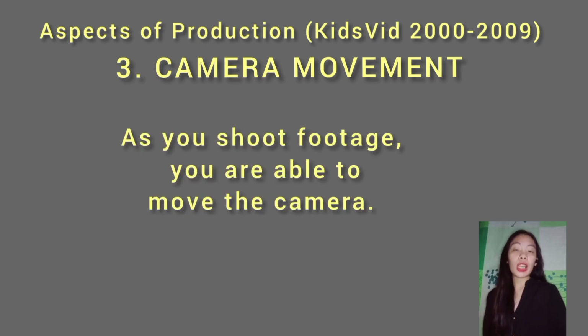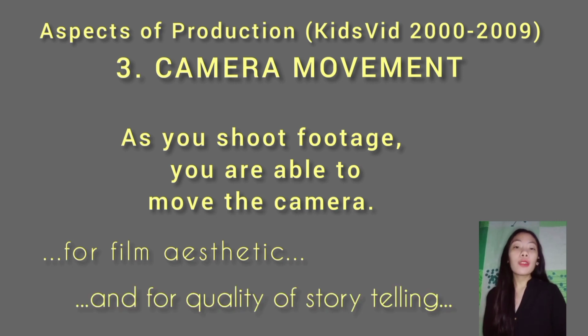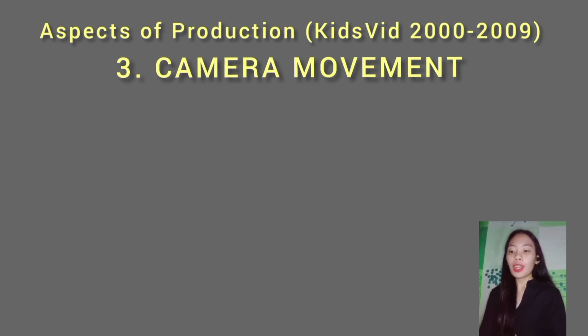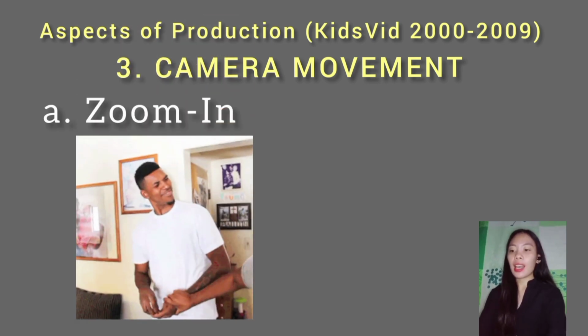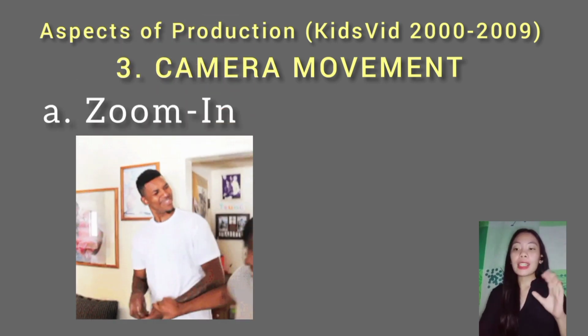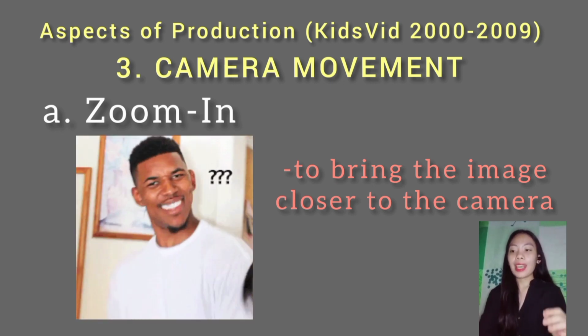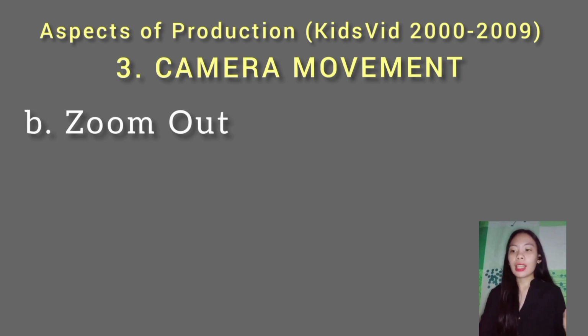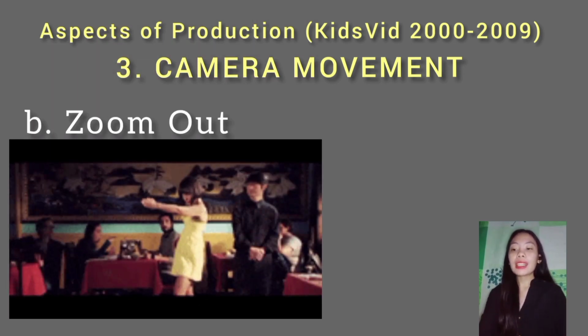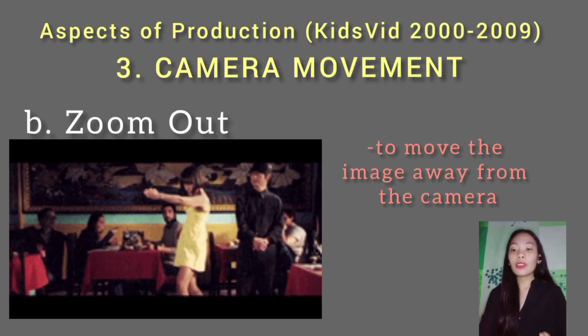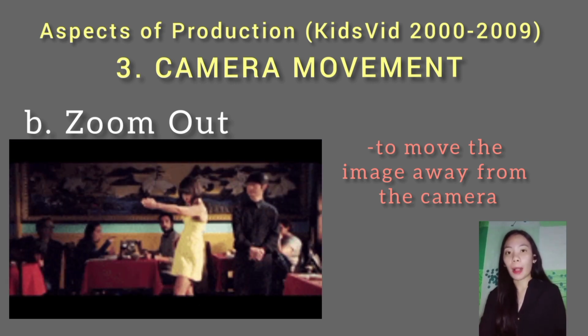Moving your camera can do so much, not only for your film's aesthetic, but for its quality of storytelling as well. Under camera movement, we have 4 types of movement. First is the zoom in. The lens of the camera moves in such a way as to bring the image closer to the camera. Second is the zoom out. The lens of the camera moves in such a way as to move the image away from the camera.